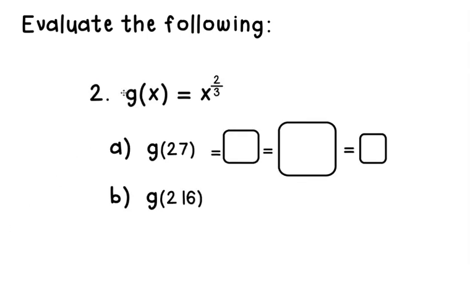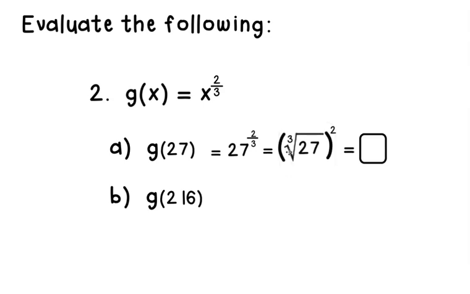And so for the second one, your function is g of x equals x raised to the 2/3 power. Putting in 27 for x, we have 27 raised to the 2/3. Written then with your radical and using 27 as the radicand, you are actually taking the cube root, there's your index, of 27 raised to the 2nd power.